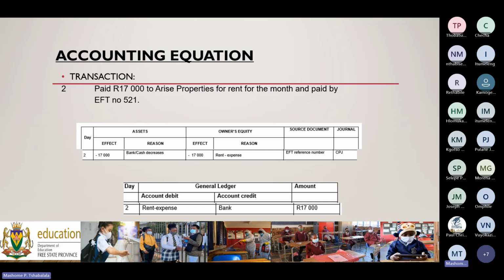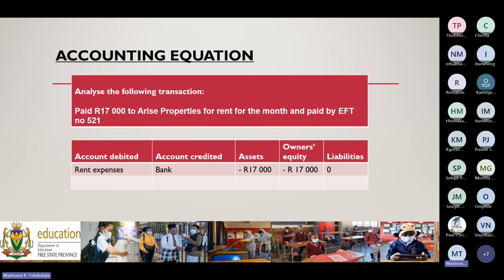We say rent expense will be debited and the account to be credited will be bank, because it is from CPJ. It shows a decrease in asset, therefore the amount is 17,000. When you look at it again in another format of the accounting equation, we'll say account to be debited, it will be rent expense, account to be credited, it will be bank, then assets will decrease by 17,000. Also owner's equity will decrease by 17,000.